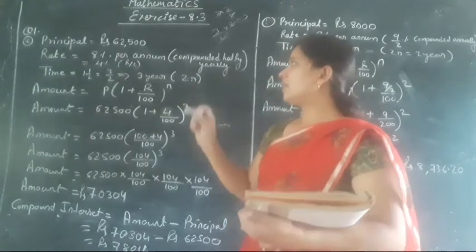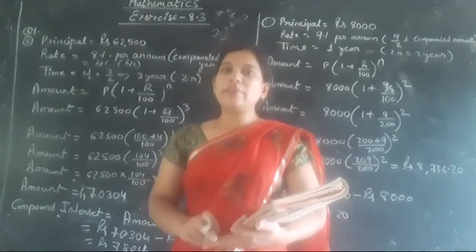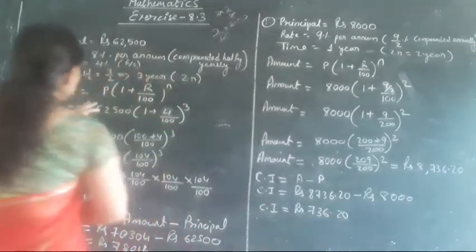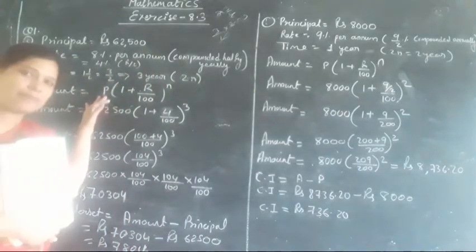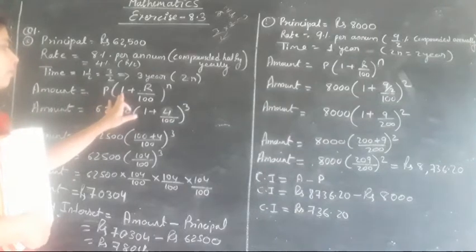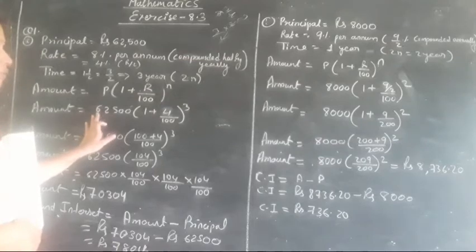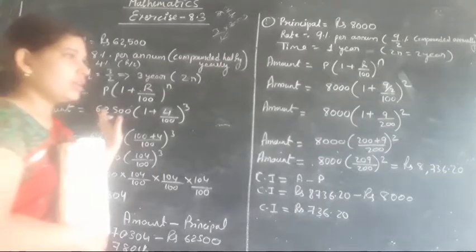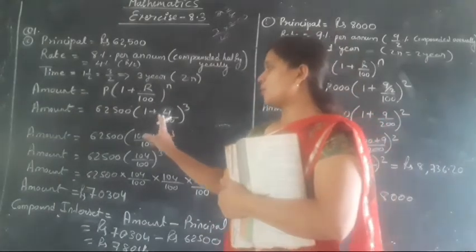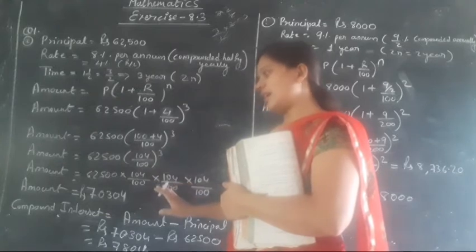So remember one thing: whenever it is said compounded half yearly, the rate becomes half but the time becomes double. So dear student, what is the formula? Rest other things are the same. Amount is equal to P into 1 plus R upon 100, the whole to the power n. Here you have to substitute all the values of principal, rate and time.